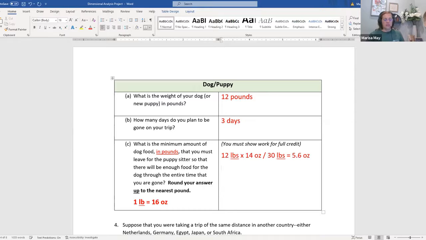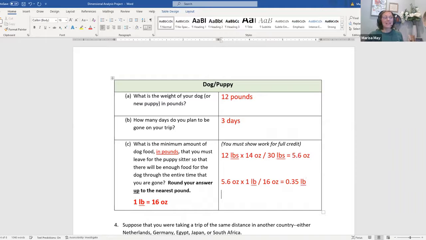So let's do 5.6 ounces times 1 pound divided by 16 ounces. So again, I took my first calculation, the 5.6, and now I'm multiplying it by 1 pound over 16 ounces. Remember, I need the ounces to cancel out. So in my calculator, I do 5.6 times 1, divide by 16, and I get 0.35 pounds. So 0.35 pounds is how much my dog/cat needs for 1 day.